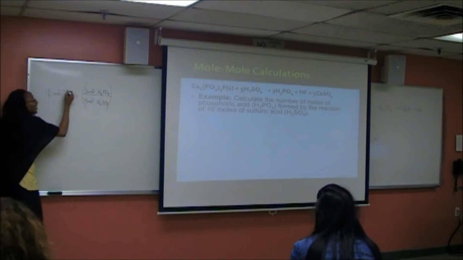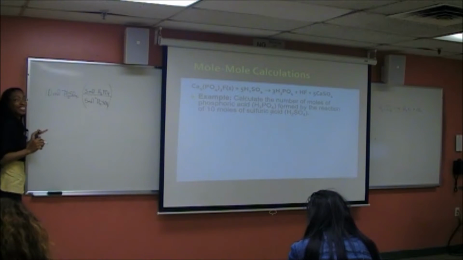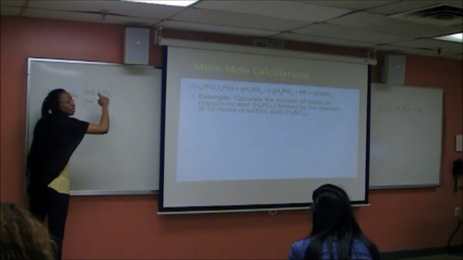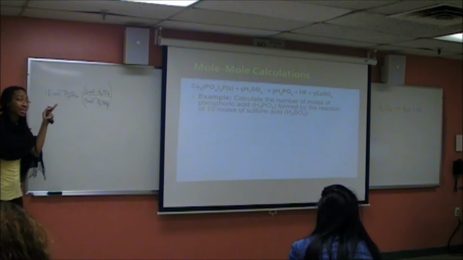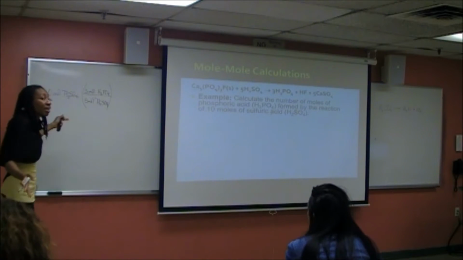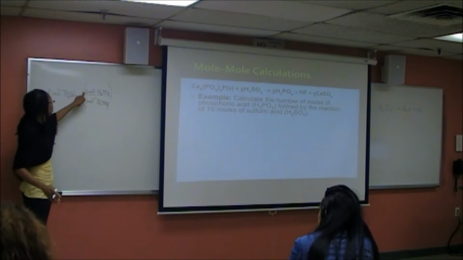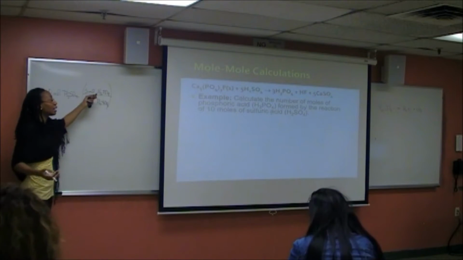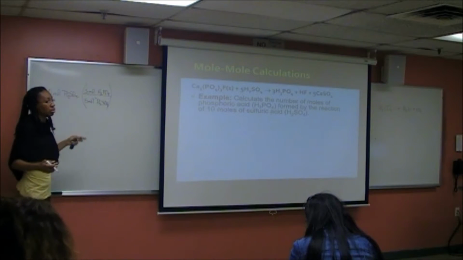Cancel out. Yeah, so 6. Then we multiply across, divide by the bottom. It's the same thing that we've been doing. Do you put the 3 on top or just phosphoric acid? 3 moles. You gotta give me the moles too.